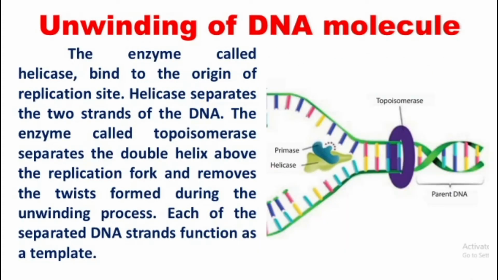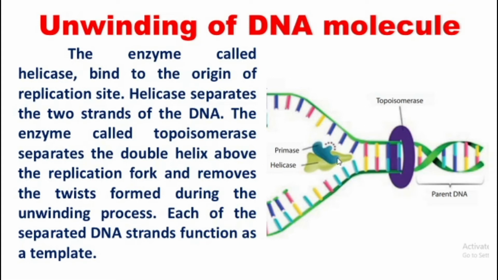Then unwinding of DNA molecule. The enzyme called helicase binds to the origin of replication site. So look at this picture. The enzyme called helicase, this is the green color structure which will bind to the replication fork, which is otherwise called the origin of replication. This helicase separates the two strands of DNA. The helicase is responsible for the separation of the double strand into two individual single strands, which will act as the template.